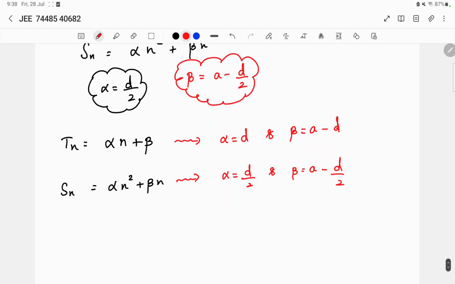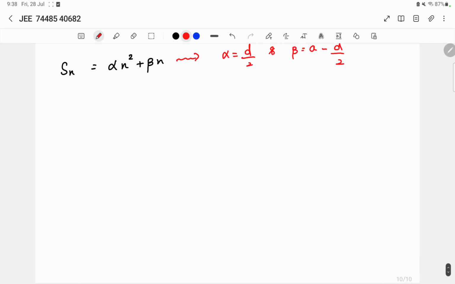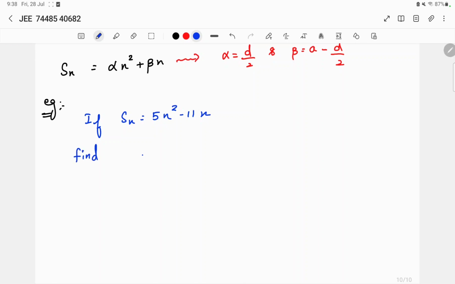So now with the help of this result, we can do one question. So example: if Sn equal to 5n square minus 11n, find a, d, Tn.